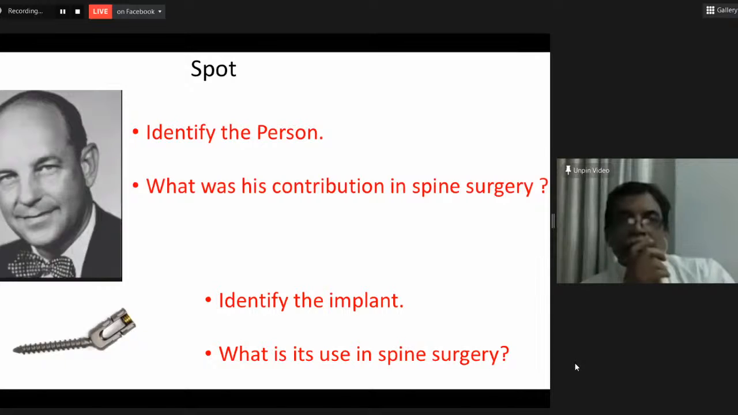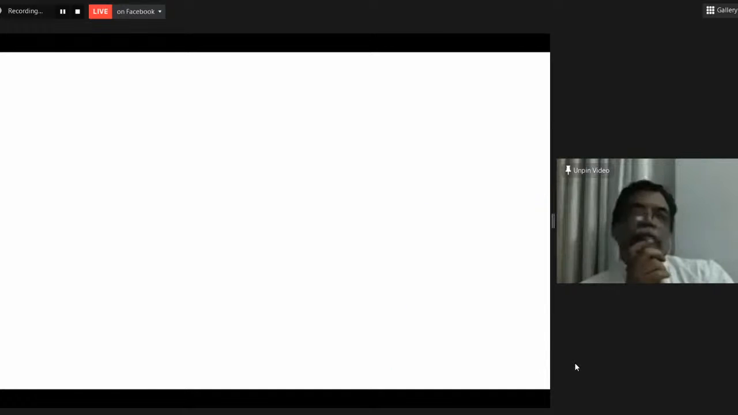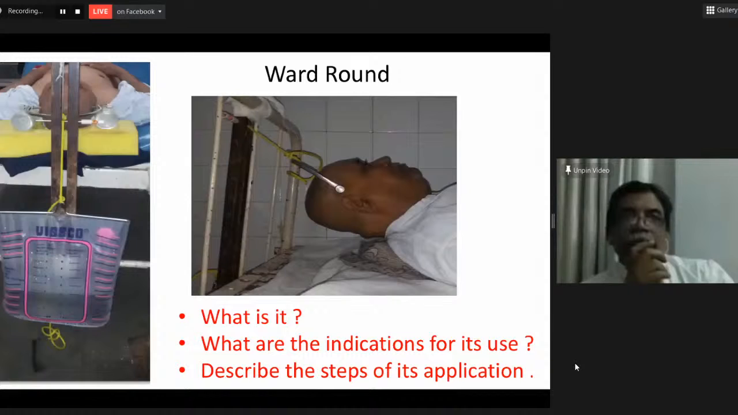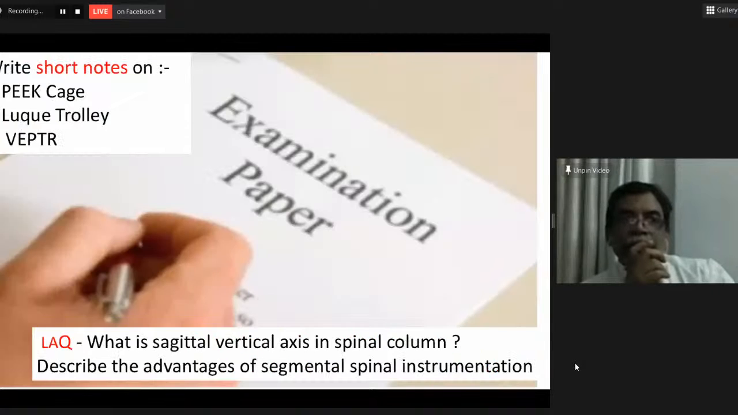We are not just limited to the table viva or spots. Sometimes in some universities, you are taken to the ward, which is known as a ward round, and you have to answer questions. What is this? What is the indication of this? And describe the steps of its application. So these things are important, and today we'll try to finish this, and that is the endeavor. Sometimes in the theory exam also you are asked about these implants, and you can have a short note, and sometimes an unexpected long question, and you'll find that you are not ready, and these questions may be troubling.